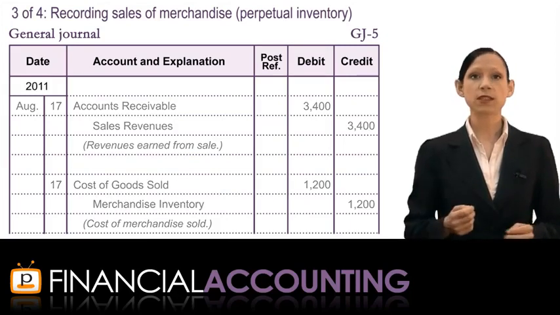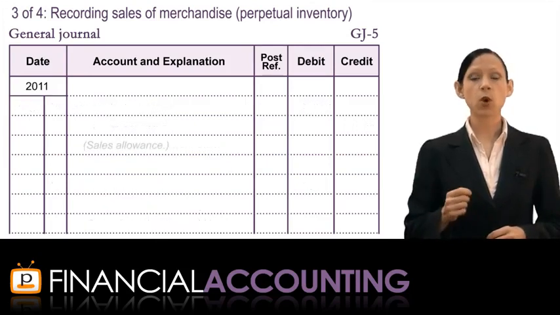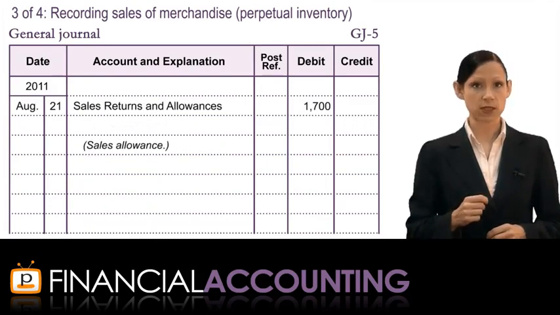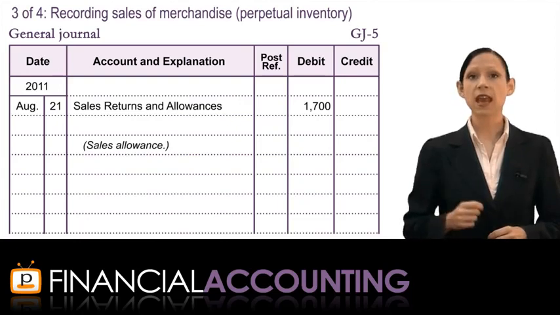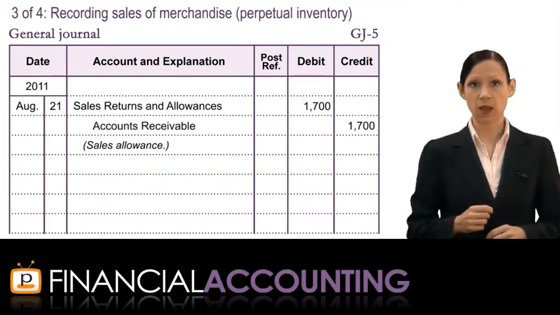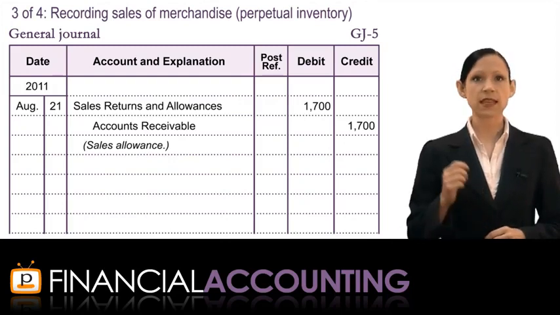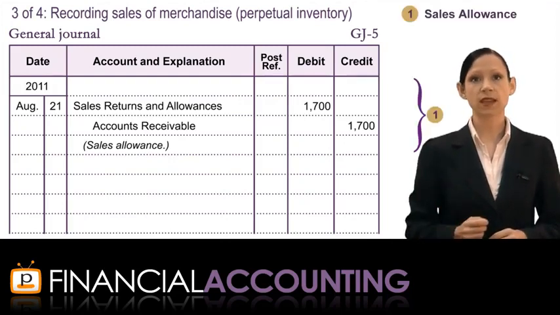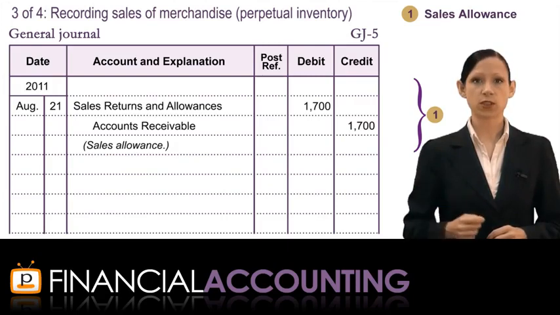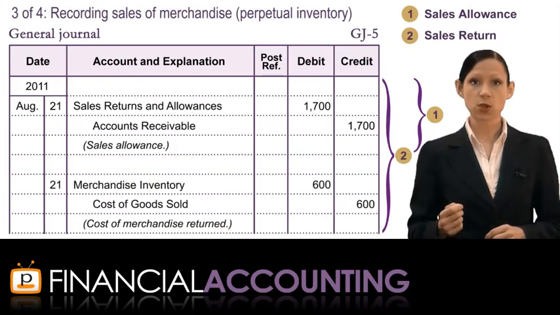So, instead of just reversing the original sales entry, we record the refund by debiting the sales returns and allowances account and crediting cash or accounts receivable for the value of the allowance. The difference between a sales return and allowance is that in an allowance, we just refund the customer some or all of the purchase price, but in a sales return, the customer also returns the inventory for us to resell.